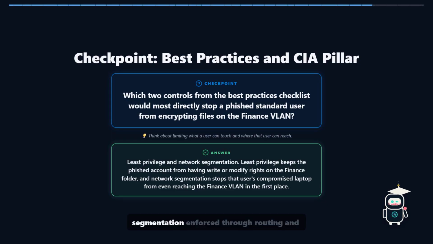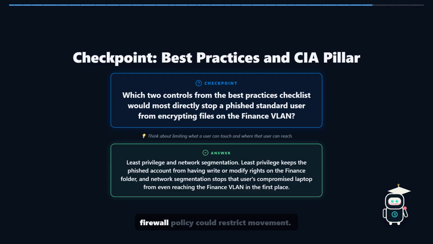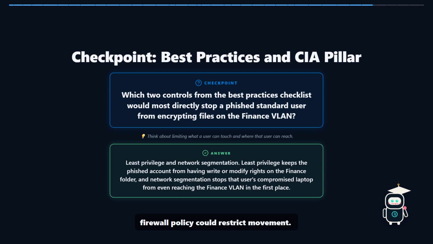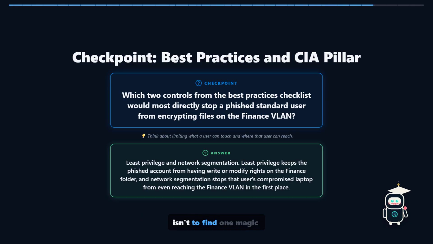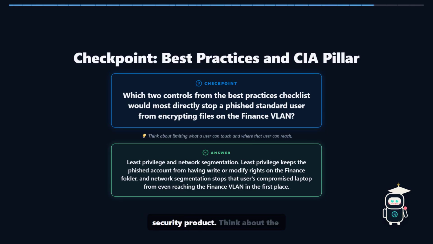Network segmentation, enforced through routing and firewall policy, could restrict movement. Monitoring could help defenders detect suspicious activity sooner. The point isn't to find one magic security product.